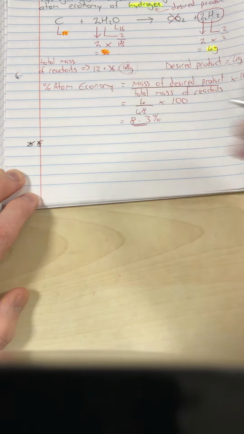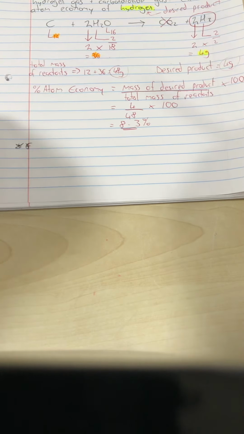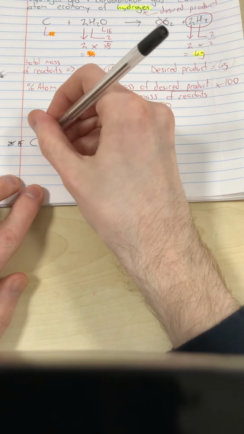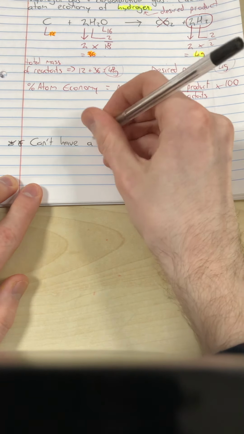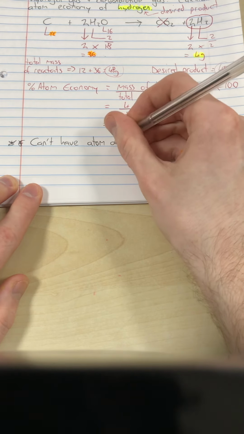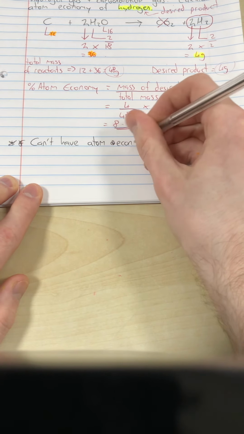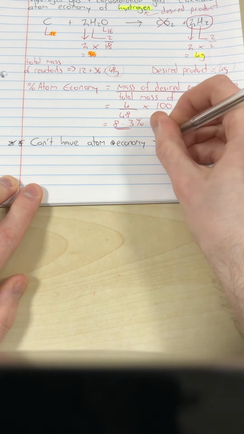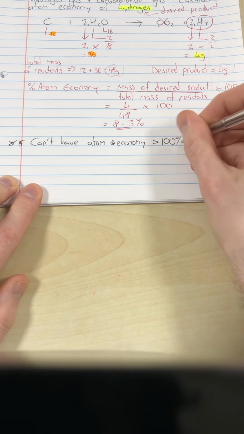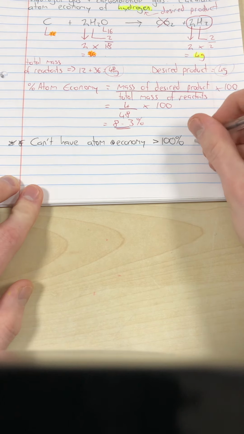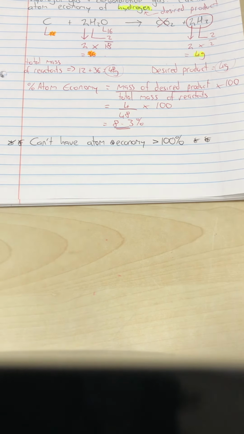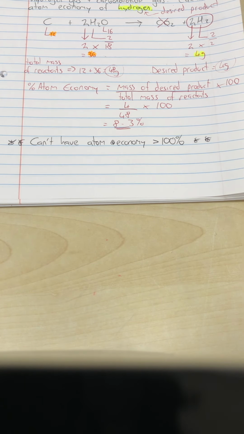And this is a common mistake. It happens in percentage yield as well, and it blows my mind. But anyway, you can't have an atom economy greater than 100%. Okay, that's impossible. And same with percentage yield. You can't have a percentage yield greater than 100%, but for some reason, people give me answers greater than 100%.